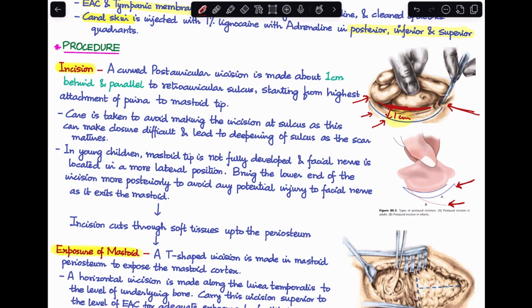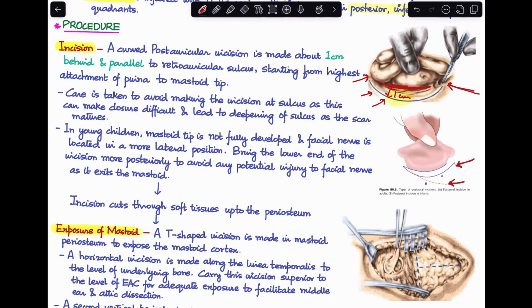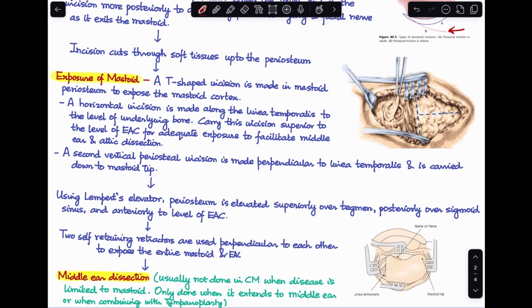So this is the important bit about incision that we need to know. Next, as we give the incision, we cut through to the soft tissues and reach the periosteum. Now, once we reach the periosteum, we'll have to work on the next step, which is exposing the mastoid cortex. So, how do we do that? Let's look at the second image over here.